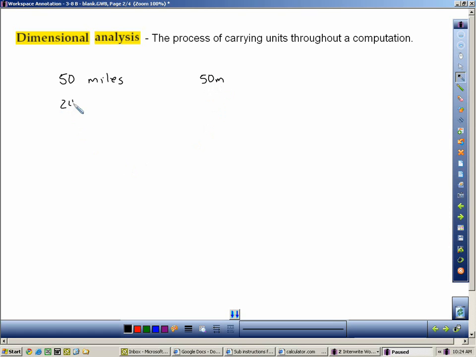Maybe 24 seconds is an example. And so in the problem you use 24 seconds. And if you're told to square 24, you not only square the 24, but you square the S. And by doing that, you end up with a new unit at the end of the problem, as you'll see in our next example.